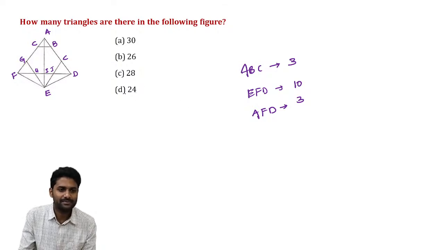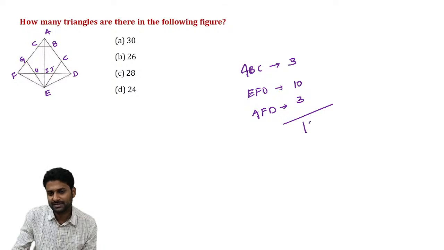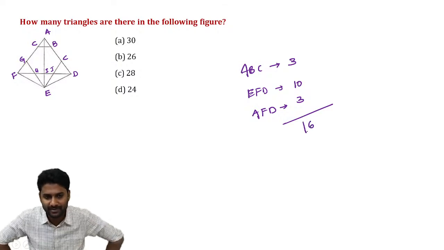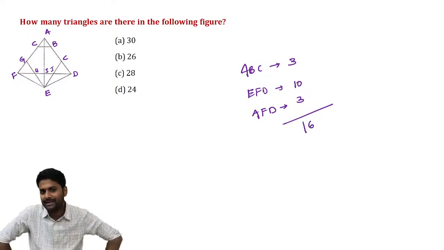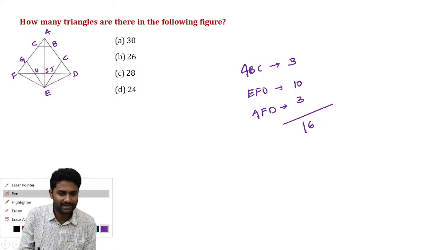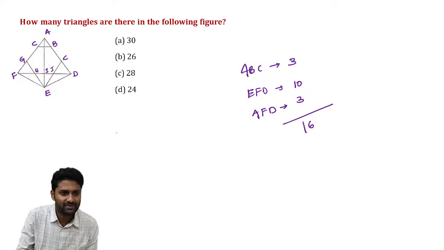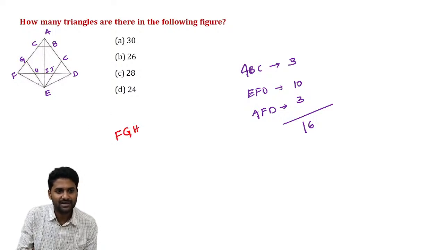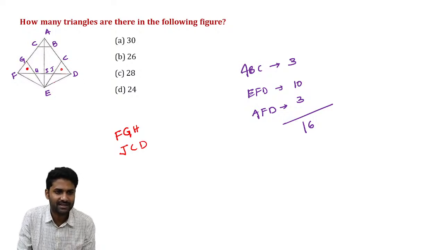Let's check the bases. Based on the bases, you can calculate it. Is it clear? So till now we have 16 triangles, but we have the options 24, 28, 26, and 30. So we are done with the combined ones, then identify the individual ones. Individual means FGH is one triangle, and JCD is another triangle.